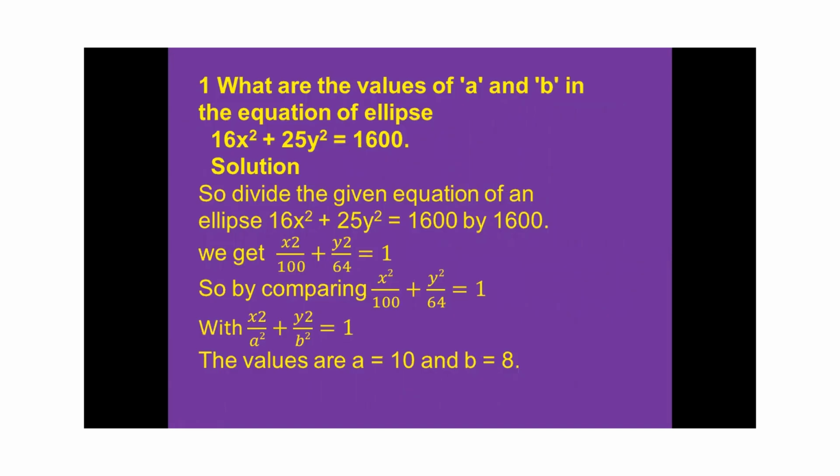Example. What are the values of a and b in the equation of an ellipse 16x squared plus 25y squared equals 1600? Solution. Divide both sides by 1600, which gives us x squared over 100 plus y squared over 64, which equals 1.